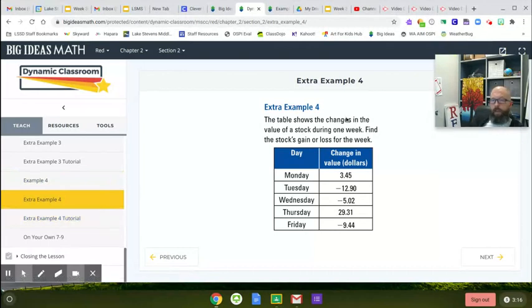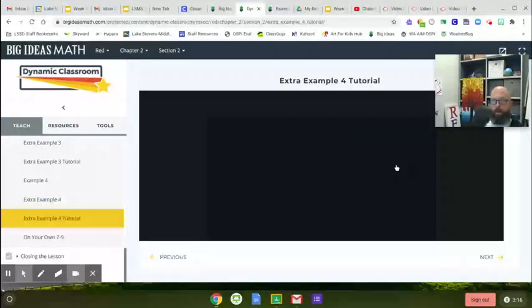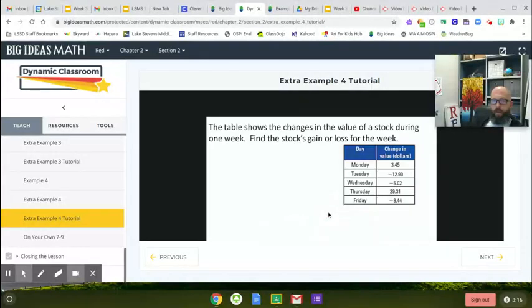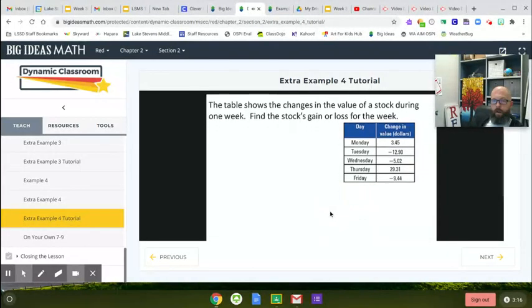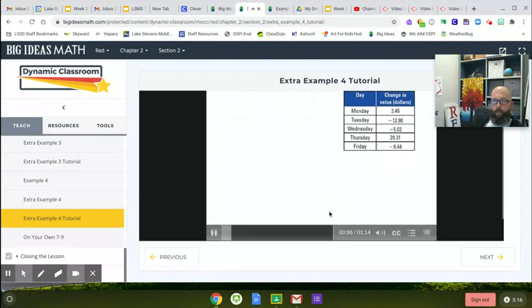Same type of problem. Table shows the change in the value of stock. So sometimes it goes up, sometimes it goes down. You got to add them all together. Gain or loss for the week. To solve this problem, you want to find the stock's total change of value for the week by finding the sum of the changes in value each day.